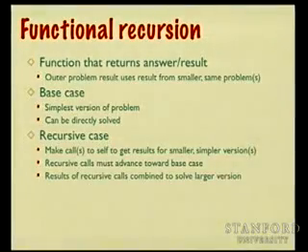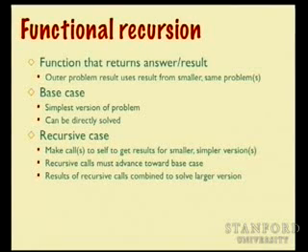So we're going to start with things that fit in the category of functional recursion. The functional in this case just says that you're writing functions that return some non-void thing, an integer, a string, some vector of results, or whatever that is. And that's all it means to be a functional recursion. It's a recursive function that has a result to it.